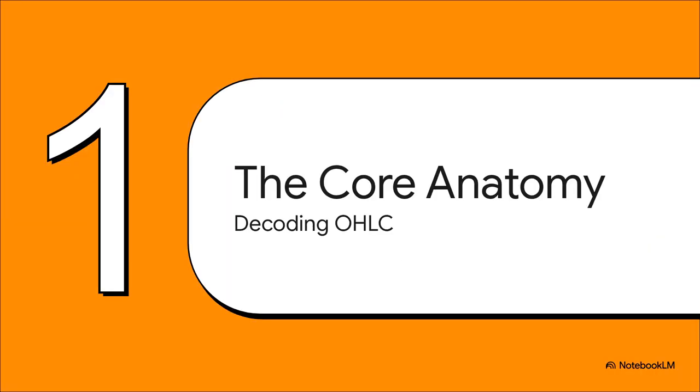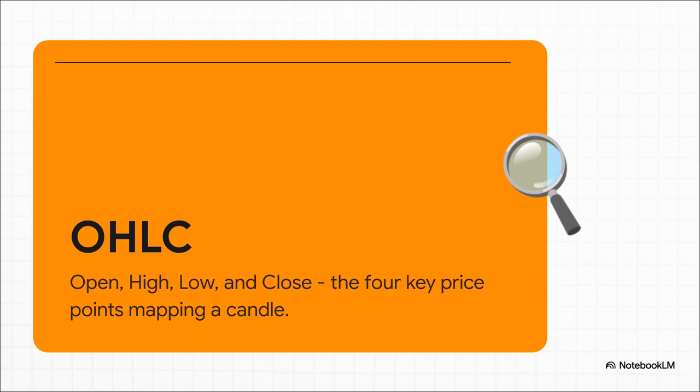Section 1. The core anatomy. So every single candlestick on a chart, whether you're zooming in on a fast 1-minute time frame or zooming way out to a massive daily chart, is made of two main visual parts. You've got the body, which is that solid, thick, colored part, and then you have the wicks, some people call them shadows, which are those thin little lines extending out from the top and bottom of that body. To read this mechanically, you really just need to remember 4 letters, OHLC. That's open, high, low, and close.